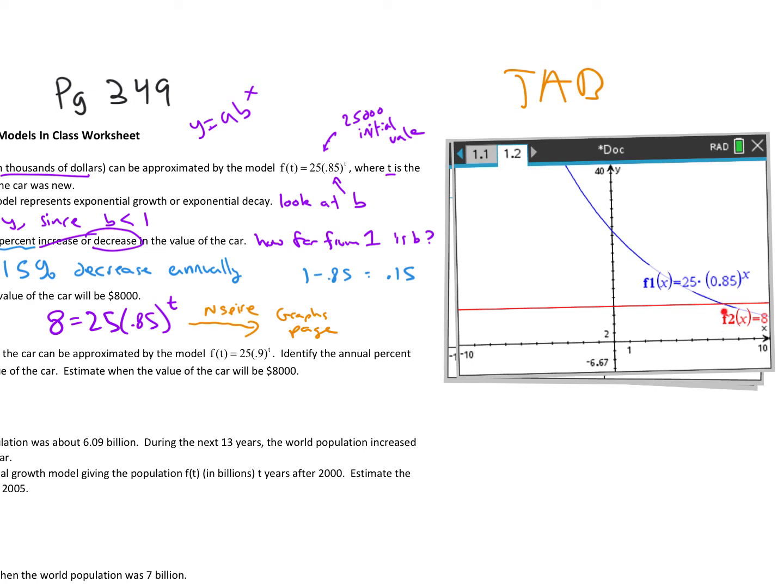We could estimate. We can see that it's pretty close to 7 where they cross. So if we truly wanted an estimation, we could say about t equals 7. But let's actually have the calculator find the intersection point. So let's get rid of tab. You're going to press menu, and then you're going to look for analyze graph, and then you're going to look for intersection.